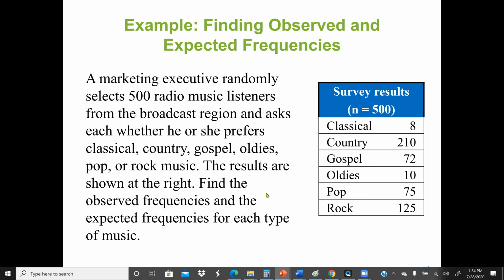Now, this is our question. We are going to find the observed and also the expected frequency for each music. When we say music, we mean each category of music here, classical, country, and so on. So we're going to find, again, the observed and expected values.